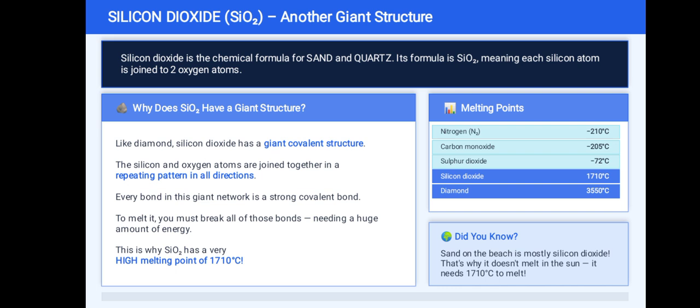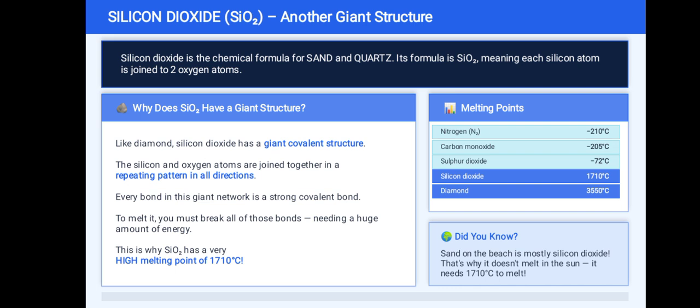To melt silicon dioxide, you must break all of those strong covalent bonds present throughout its structure, and this requires a huge amount of energy. That is why its melting point is also very high, about 1710 degrees Celsius. This also explains a fun everyday fact: the sand on the beach doesn't melt in the hot summer, even when it feels scorching.